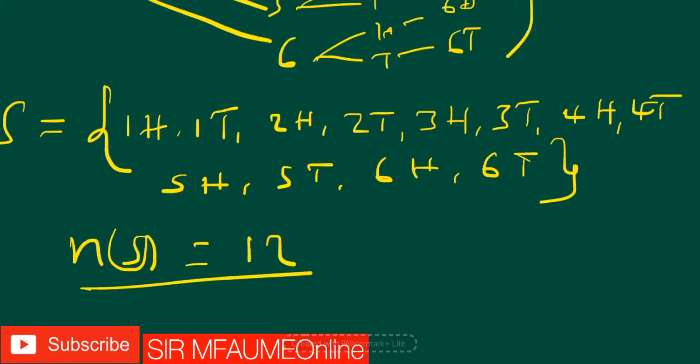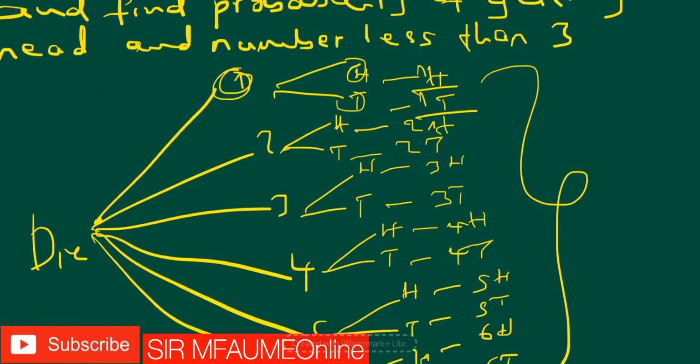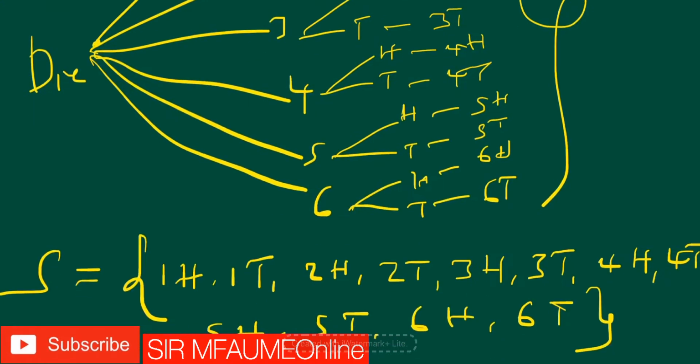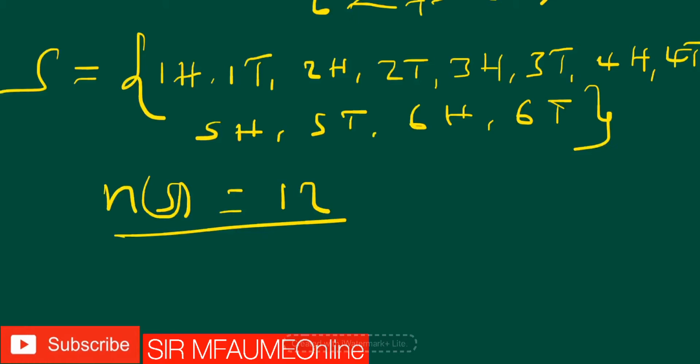In order to find the number of events, you are supposed to check what we are supposed to find. Let us review our question. We need to find the probability of getting a head and a number less than 3. So you have to check from the sample space for a head and a number which is less than 3.